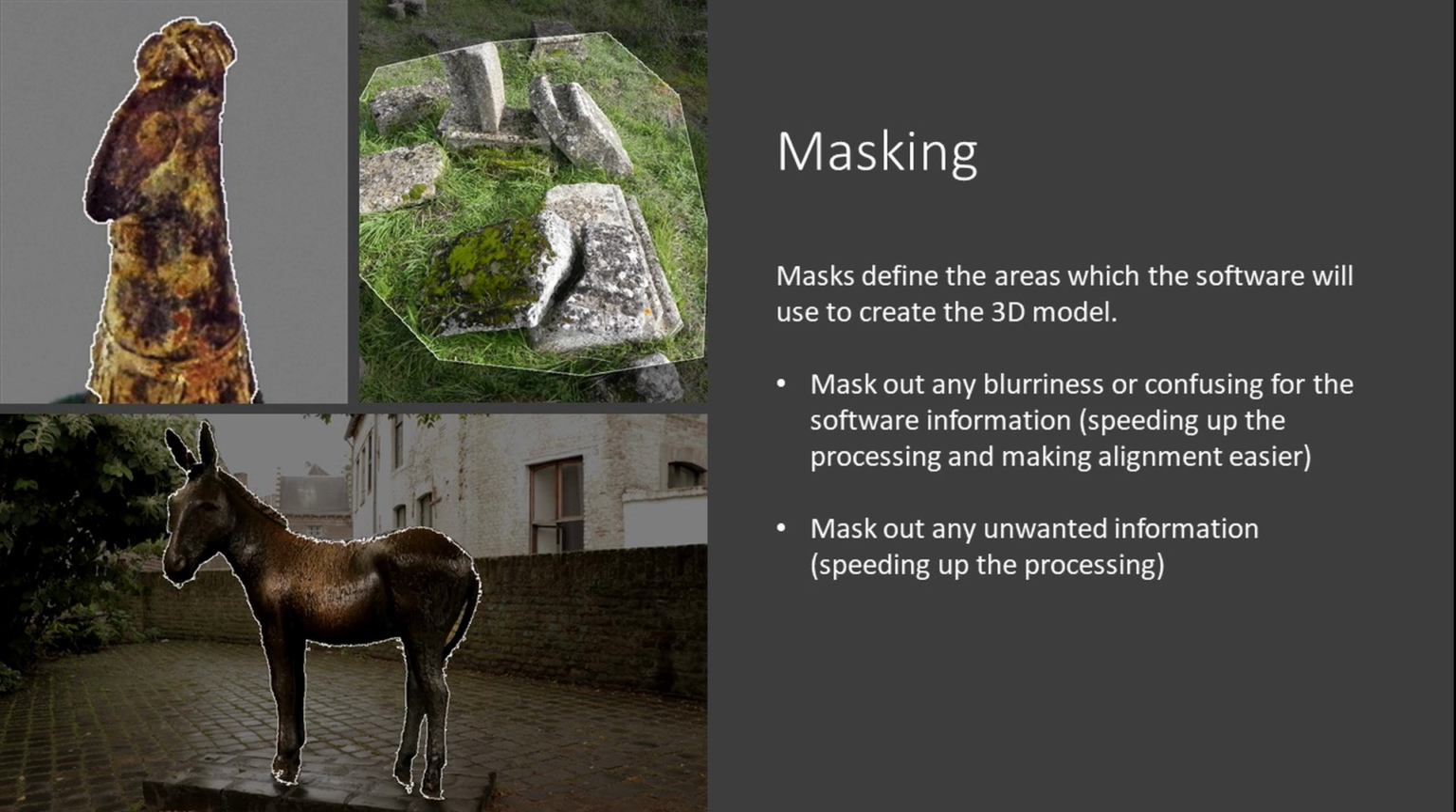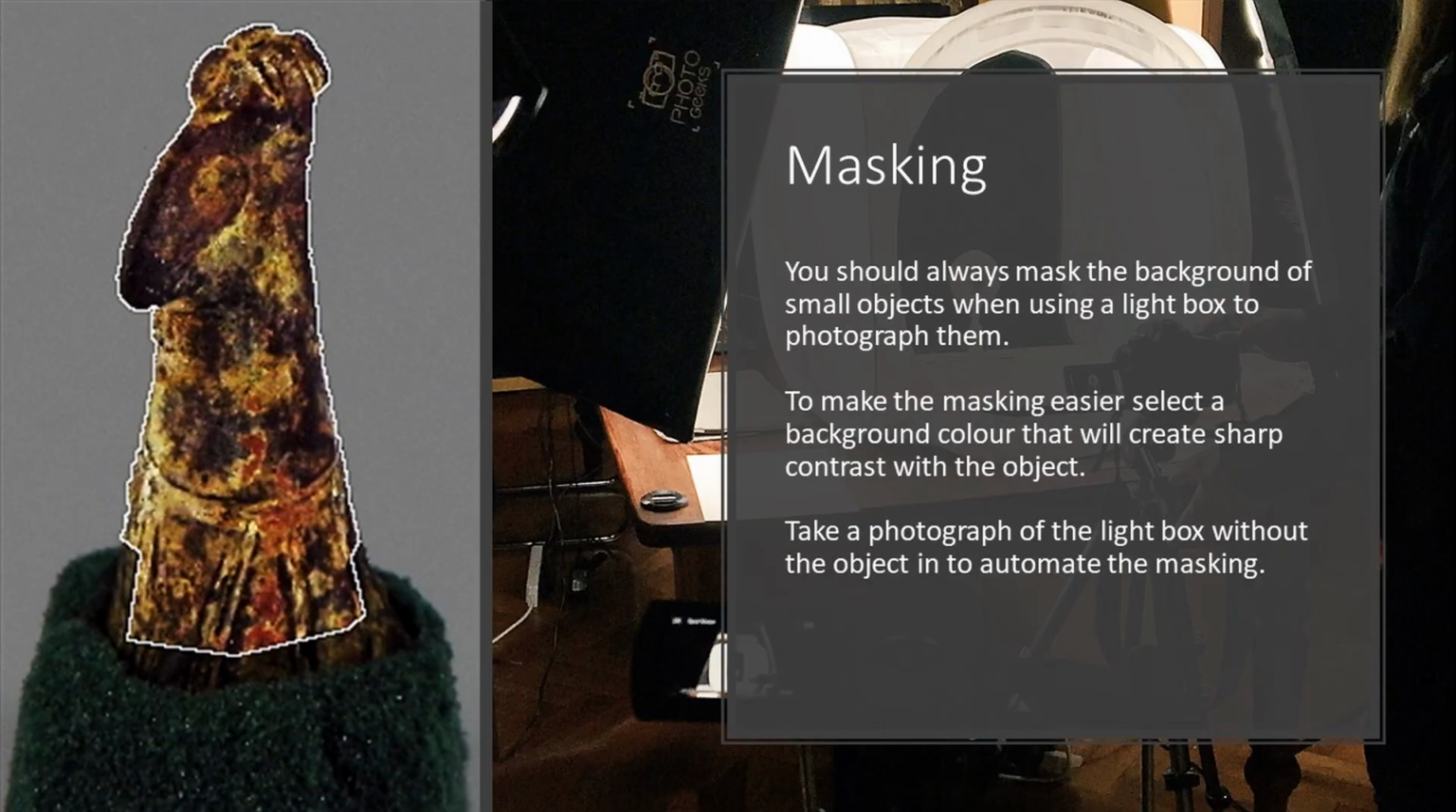You should remember that when photographing objects using a light box, you should always mask their background. To make the masking easier, select a background color that will create sharp contrast with the object. For example, if your object is white, do not use a white background.